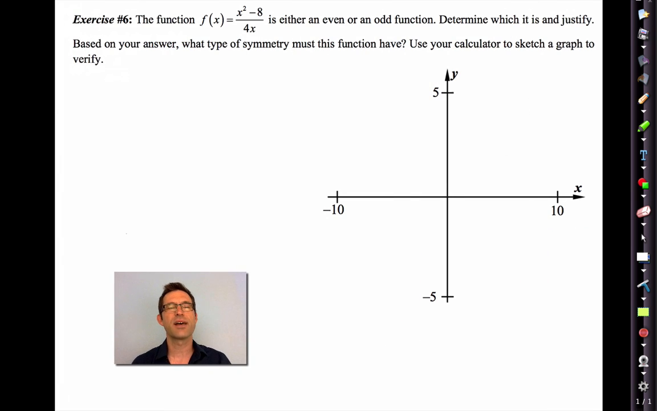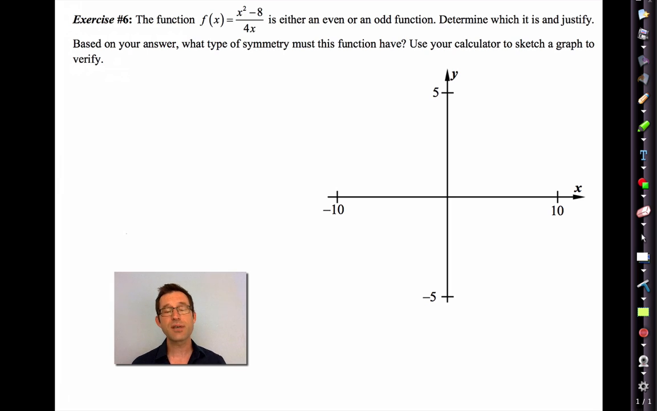All right, last question. Exercise 6. The function f of x equals x squared minus 8 divided by 4x is either an even or an odd function. Determine which it is and justify. Based on your answer, what type of symmetry must this function have? Use your calculator to sketch a graph to verify.